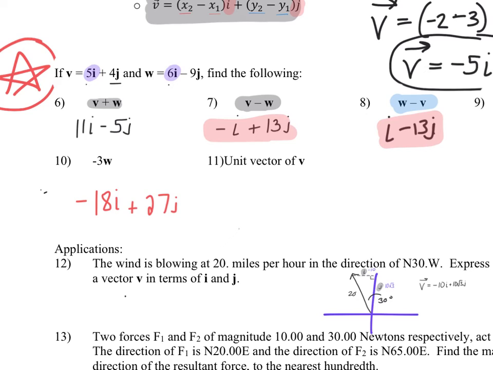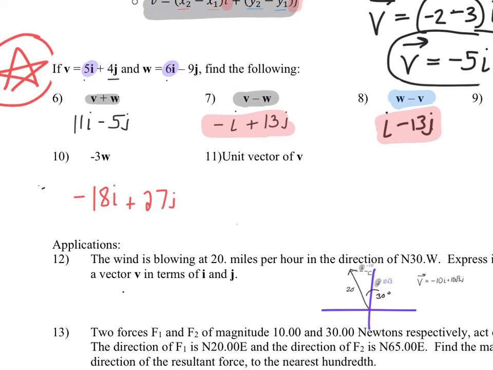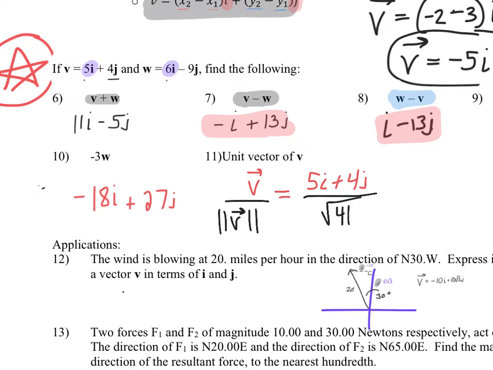Finally here, the unit vector of v. Now, vector v looks like this. It's 5i plus 4j. And if I want to make this a unit vector, I'm going to divide this by the magnitude of itself, the magnitude of vector v. Now, the magnitude here is really just the Pythagorean theorem. It's going to be the square root of 5 squared, which is 25, and 16, which is 4 squared. So the square root of 41.